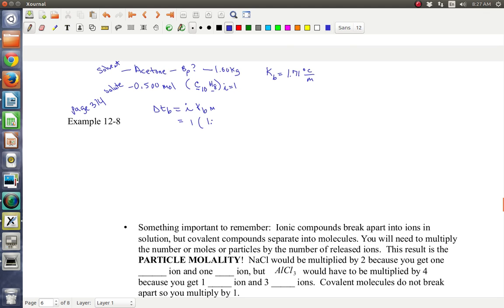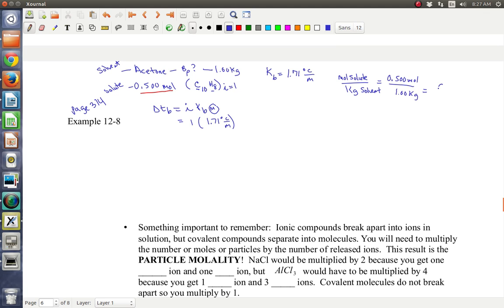The K sub B is 1.71 degrees C per molal. And now I've got to figure out what the m is. I've got to put the molality into this spot, and so I've got to calculate that. The molality is moles of solute over kilograms of solvent. All right, the moles of the solute they gave me this time right here, so I'm going to put that in there, 0.500 moles. And the kilograms of solvent is 1.